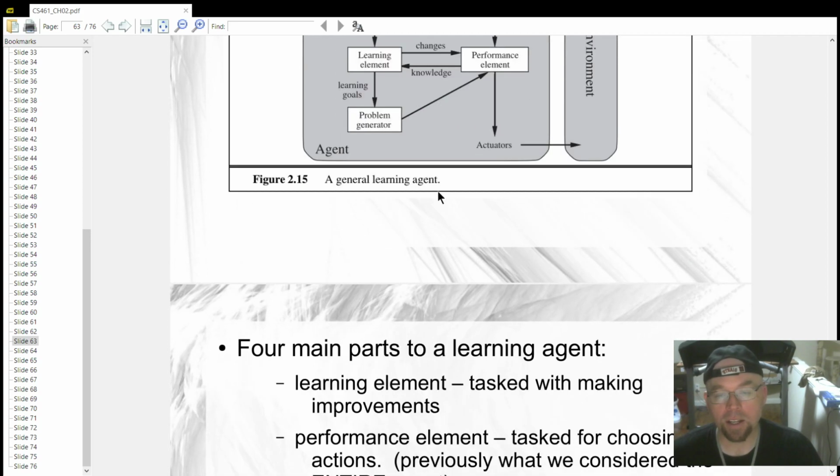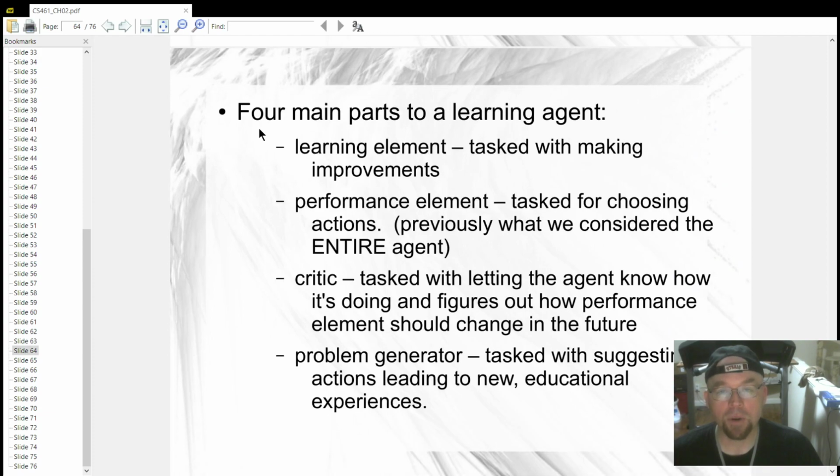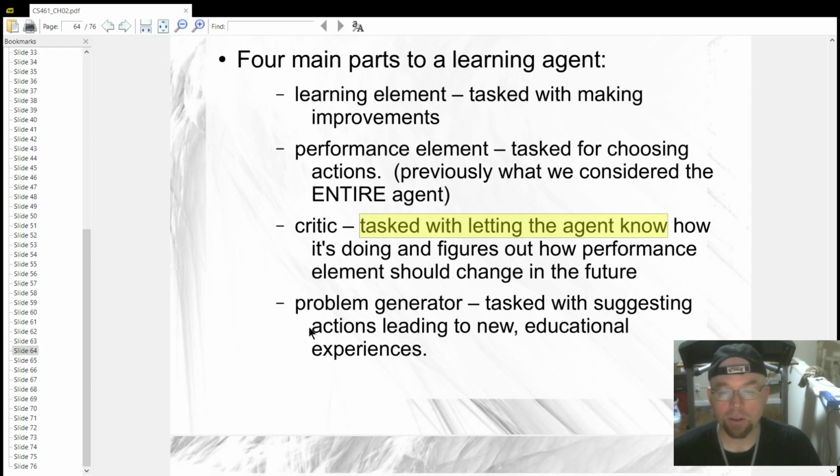So hopefully you get the idea of what these pieces are for. So let me just summarize them for you. The learning element's tasked with making improvements. Performance element, tasked for choosing actions. And again, this is what we had thought of as being the entire agent before. Critic, that's letting the agent know, hey, this is how you did. Okay? And the problem generator, hey, based off of these scenarios I'm running through my head, here's what you can do in the future.